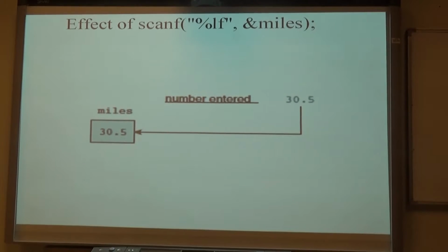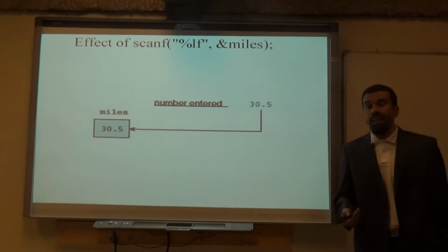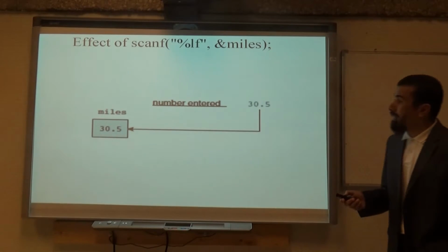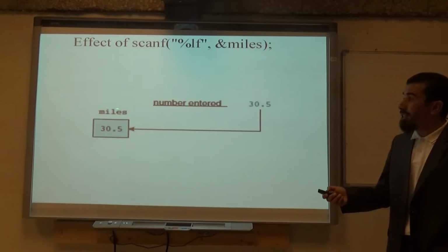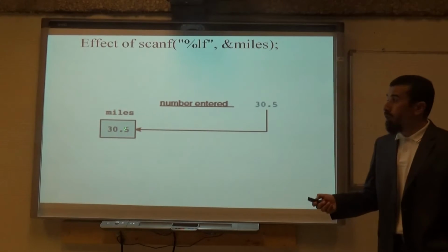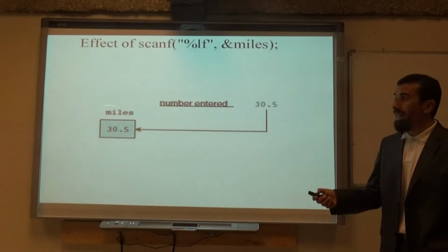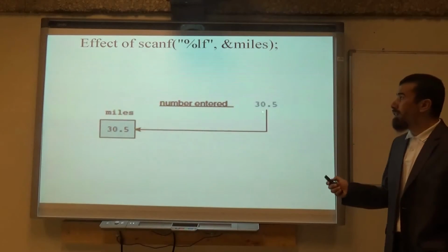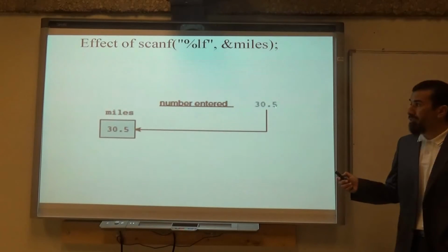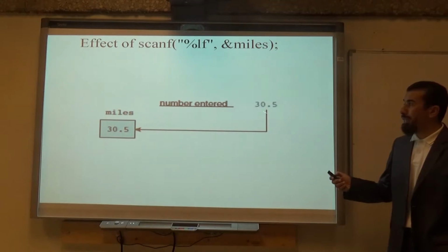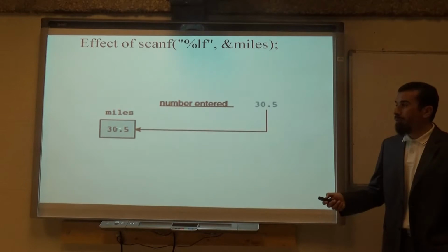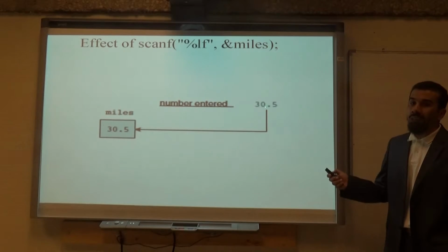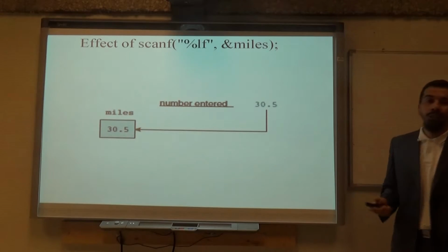So let's see what will happen when we are doing some scanf operation in our code. For example, here we are showing a variable miles. The variable miles was not defined before. So we declare the variable miles as double, and then we ask the user to enter some number. So the user typed on his keyboard 30.5. So now we fetch this number from the keyboard and we store it in the variable called miles, because we have been reading with %lf. That means we are reading this number as a double.